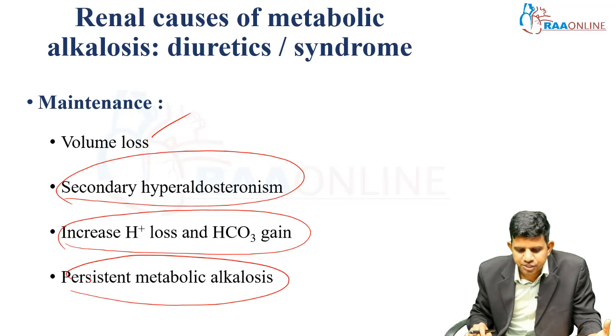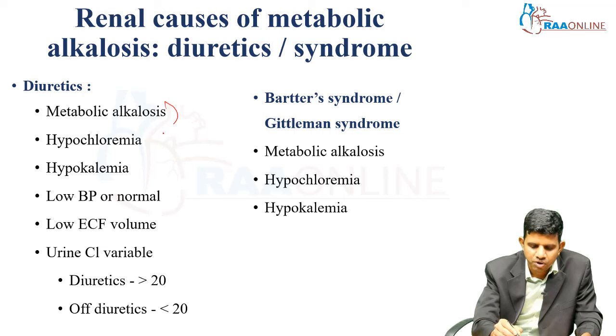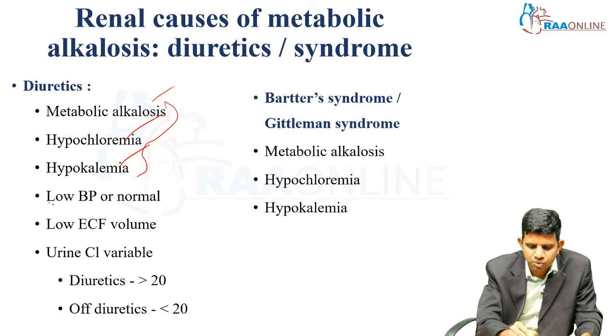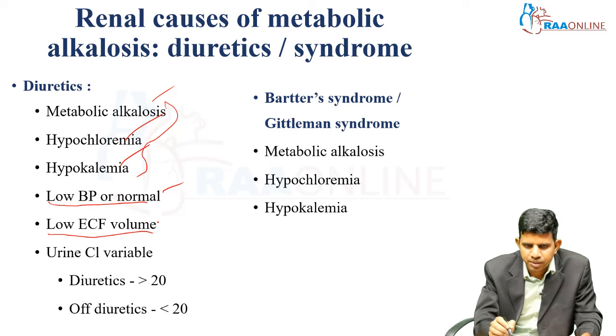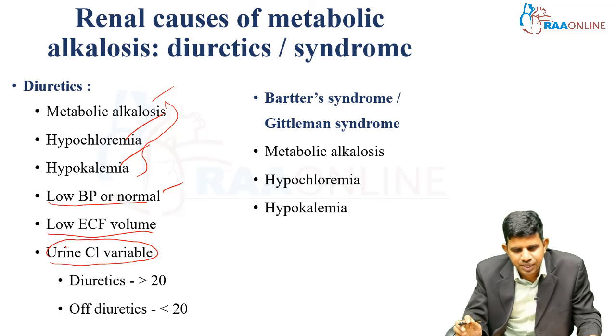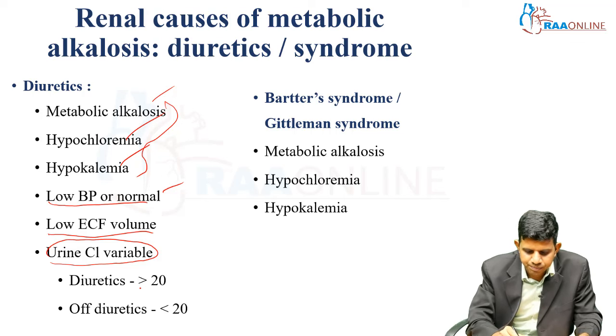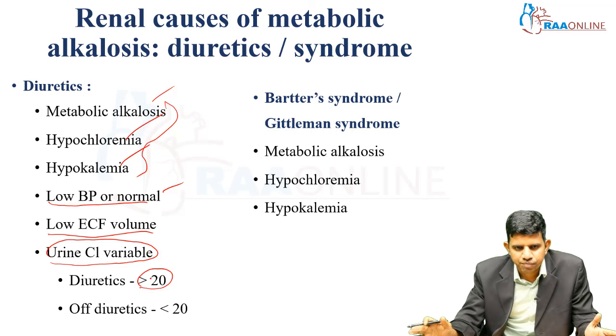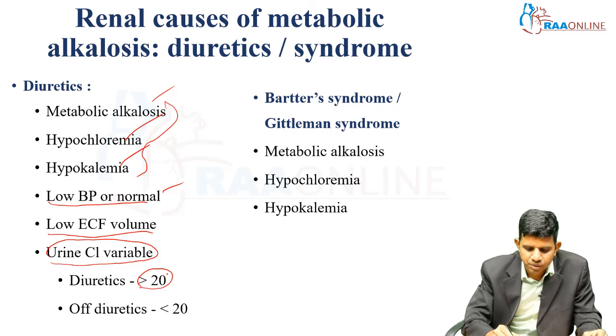Okay. How will the picture be? I already told you these are common to all metabolic alkalosis: metabolic alkalosis, hypochloremia, hypokalemia. Here there will be a volume loss, so the BP will be low or normal. The ECF volume will be low or in the low normal range. The urine chloride will be variable with diuretics. Whenever I am giving a diuretic and checking urine chloride, it will be high. In between doses, for example, if I am giving a morning and night dose of diuretics and I check urine chloride between them, the urine chloride will be low.